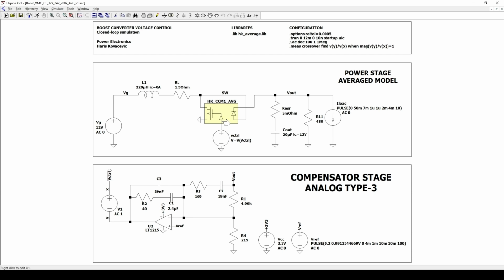In this example, the converter steps up 12 volts on the input to 24 volts on the output with a design based on a 200 kilohertz switching frequency.